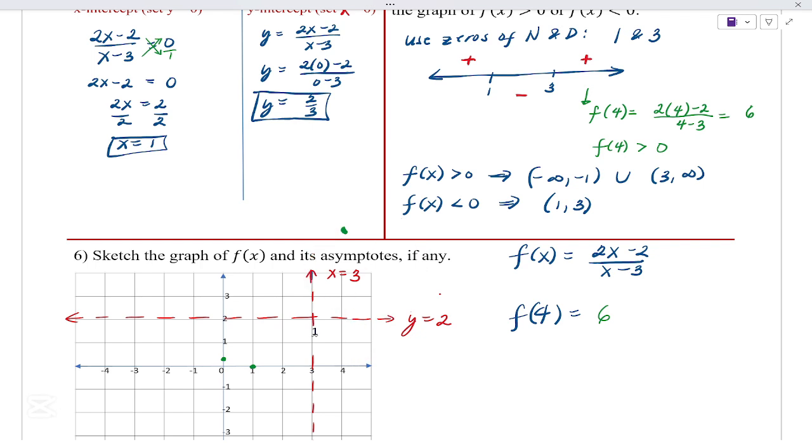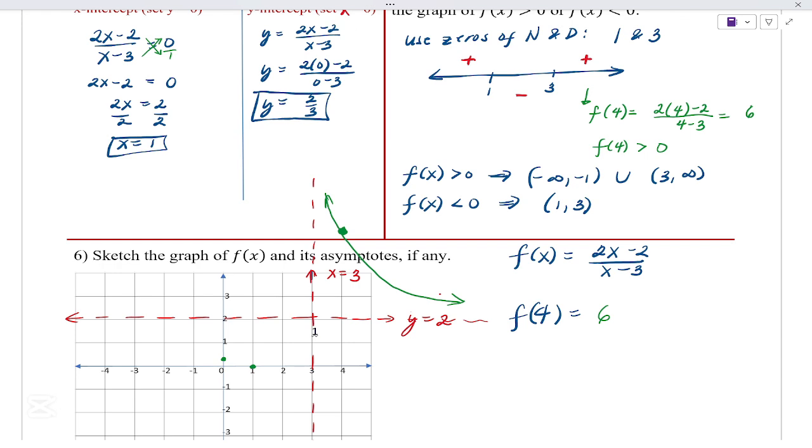Okay, so let us sketch the graph. We need to sketch the curve passing through this point, asymptotic here and asymptotic there. So the graph will look like this. Just make sure that the graph is asymptotic to this line and the other line. So that's the graph on that part.